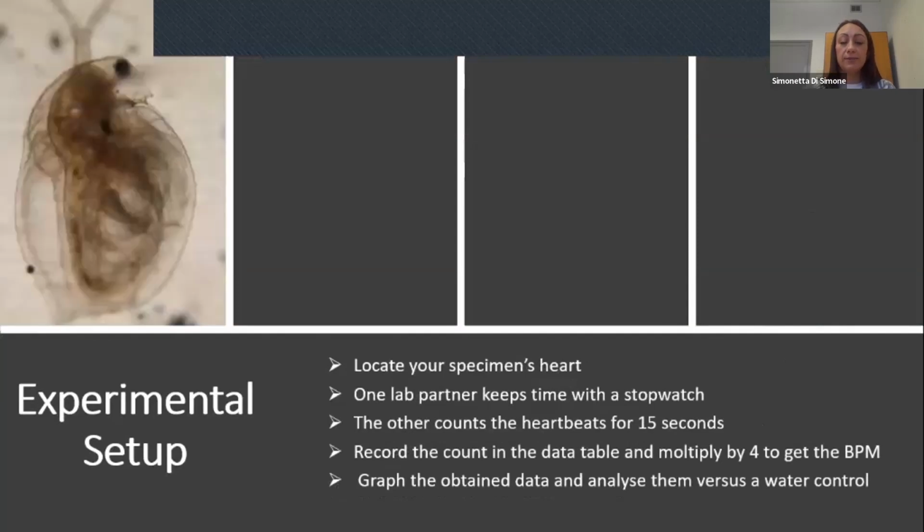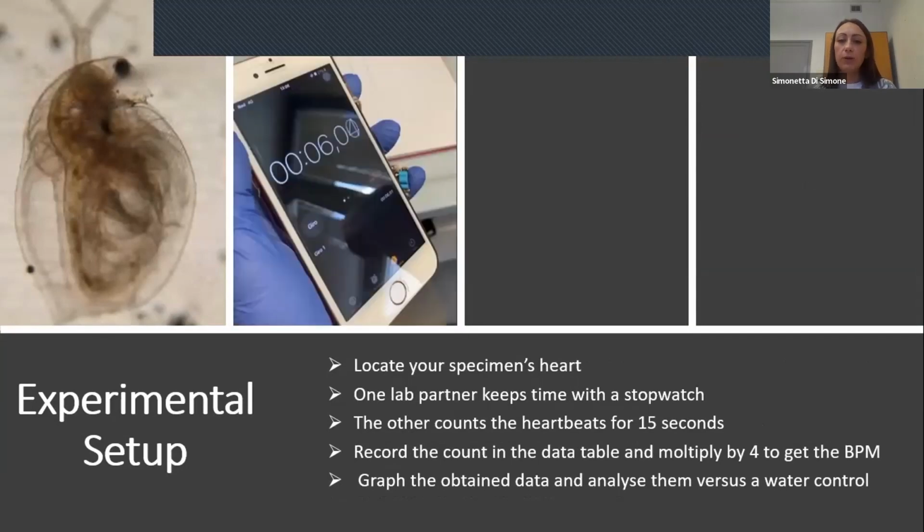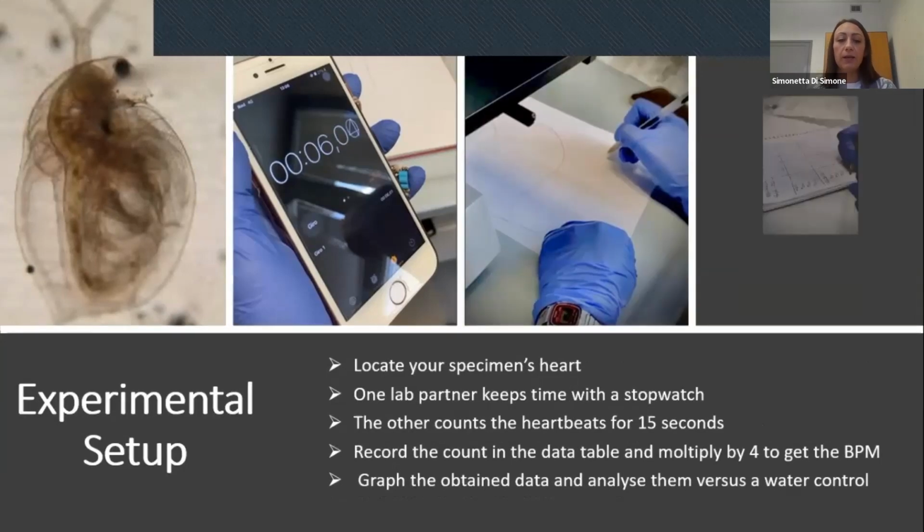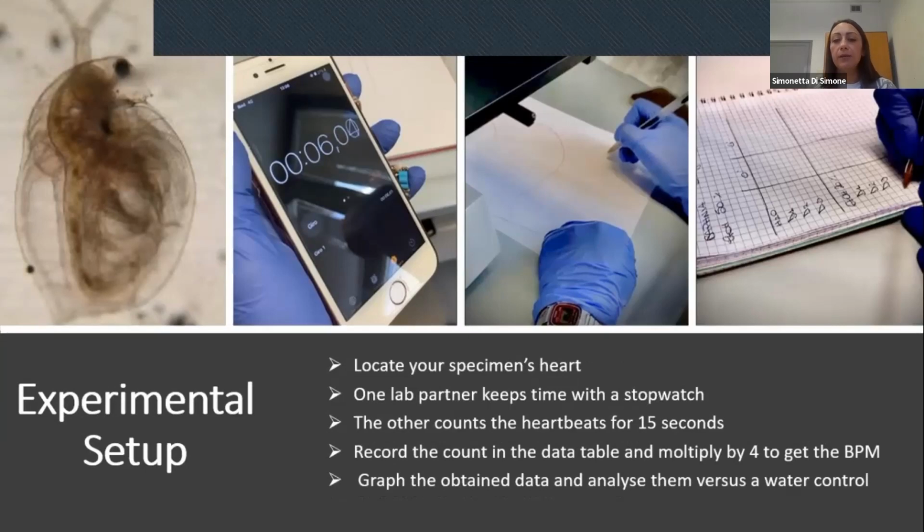Once you see your Daphnia under the microscope, you have to locate your specimen's heart, so here. And you have to make sure that you are able to see the contractions of the heart. One lab partner keeps time with a stopwatch, and the other counts the heartbeats for 15 seconds. Then you have to record the count in the data table and multiply the value by 4 to get the beats per minute. Finally, graph the obtained data and analyze them versus a water control or another kind of control.